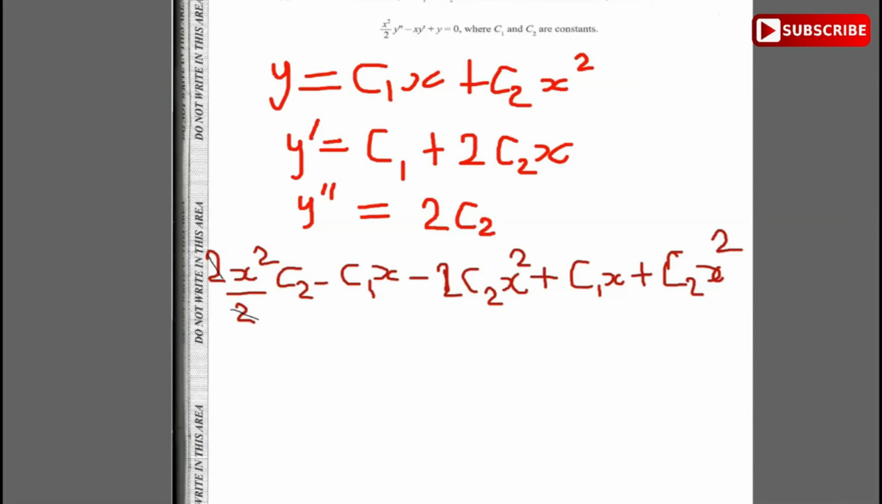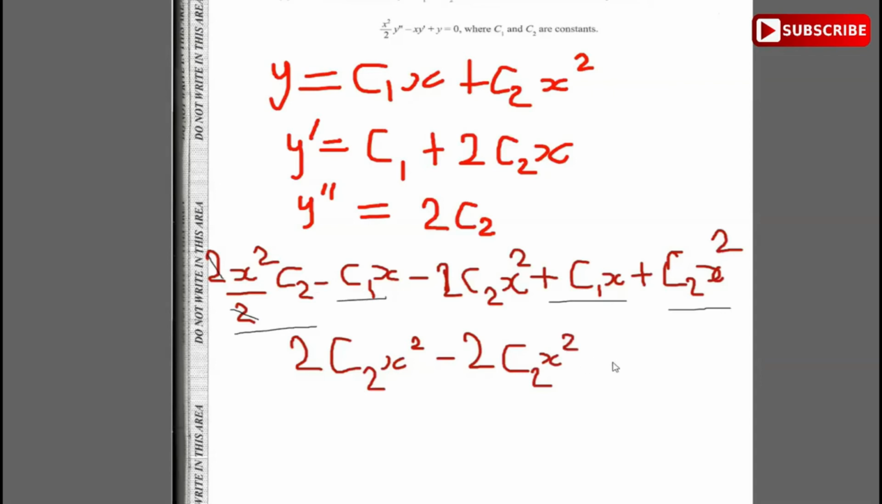So now it works out, yes. Because now this x squared c2 plus c2x squared, when I add those two, will give me 2c2x squared, and the minus c1x plus the c1x cancel, and so I get 2c2x squared minus 2c2x squared is equal to 0. This is indeed equal to 0. Answer yes.